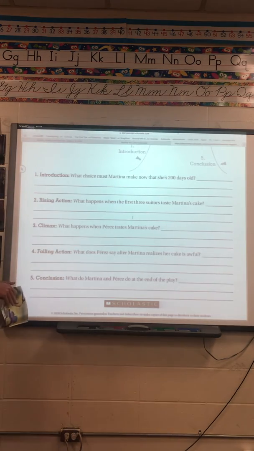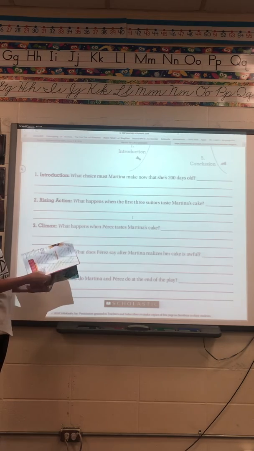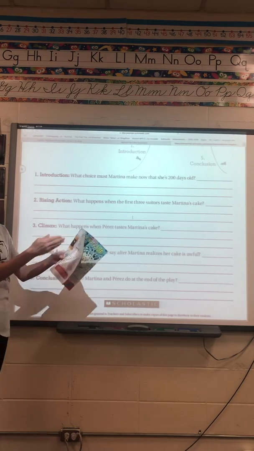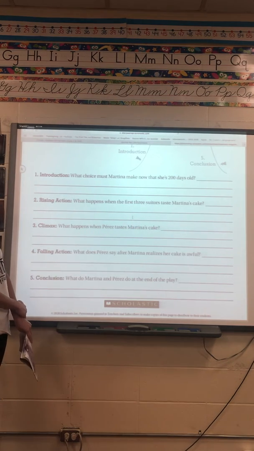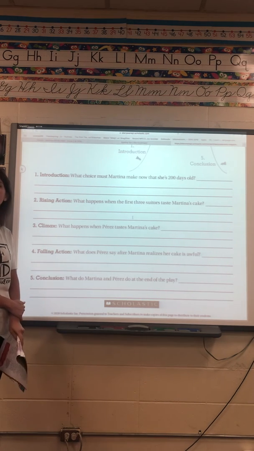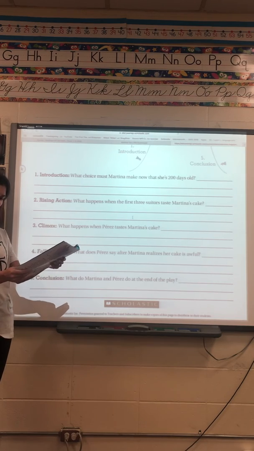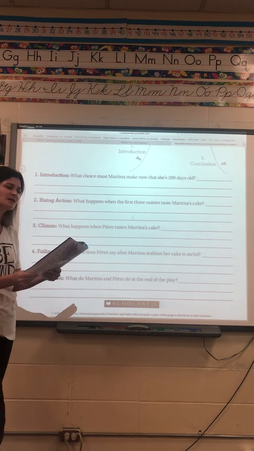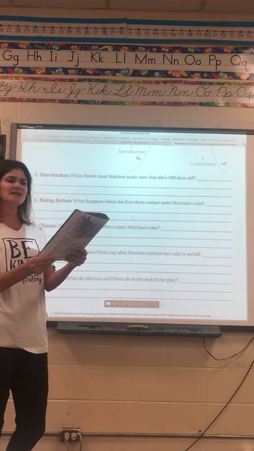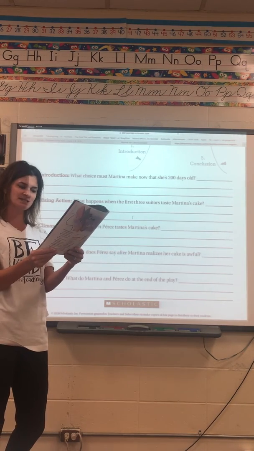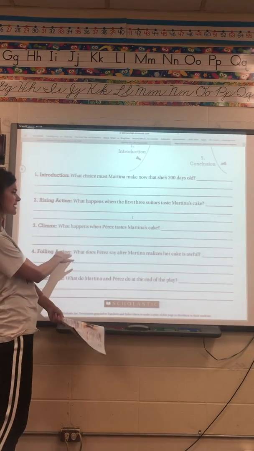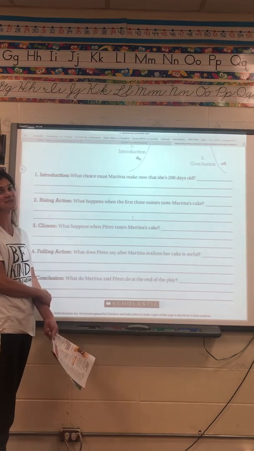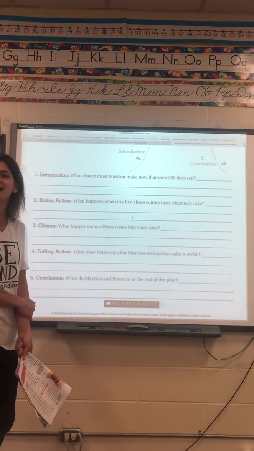What does Perez say after Martina realizes the cake is awful? So you're looking at the bottom of the first column on page 25. So tell me, what does Perez say after Martina realizes her cake is awful? First column, very bottom. Yes, he says, because you are so sweet, even if your cake is not. That was the reason it made him smile, wasn't it? Because the cake was sweet. I mean, because she is sweet, even if the cake was not. So he was very kind, wasn't he?